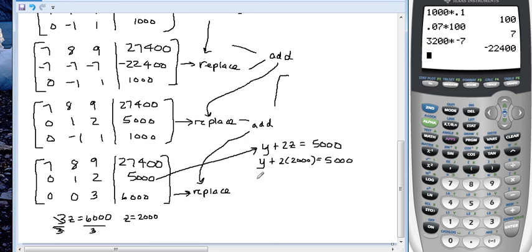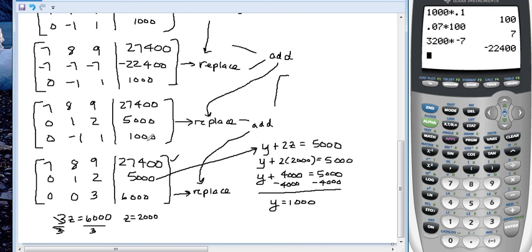Okay, so this is 2 times 2,000, which is 4,000. Subtract my 4,000 across. And what do I get? I get y is 1,000. So far we know that we've invested $1,000 in the 8% account and $2,000 in the 9% account. And the last variable that I need is the x in the 7% account.